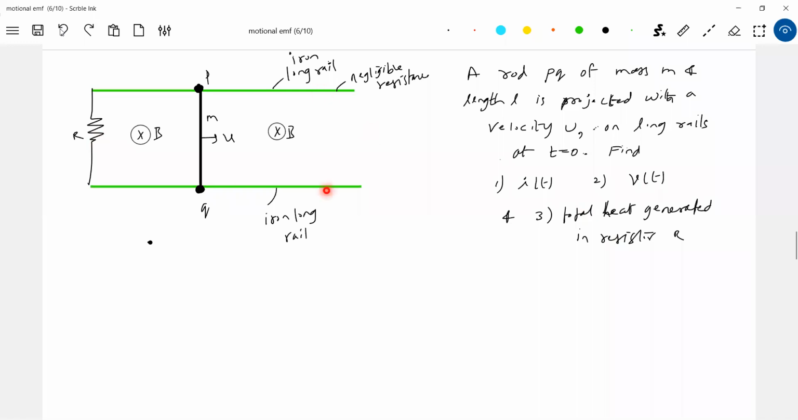There's no resistance for this conducting rail. Similar to a railway track is what you should assume here. And the B field is uniform. This is the first problem. Please first try to understand, because all the numericals are related to this diagram only. Is B into the plane or out of the plane? Is the rod given velocity towards left or towards right?